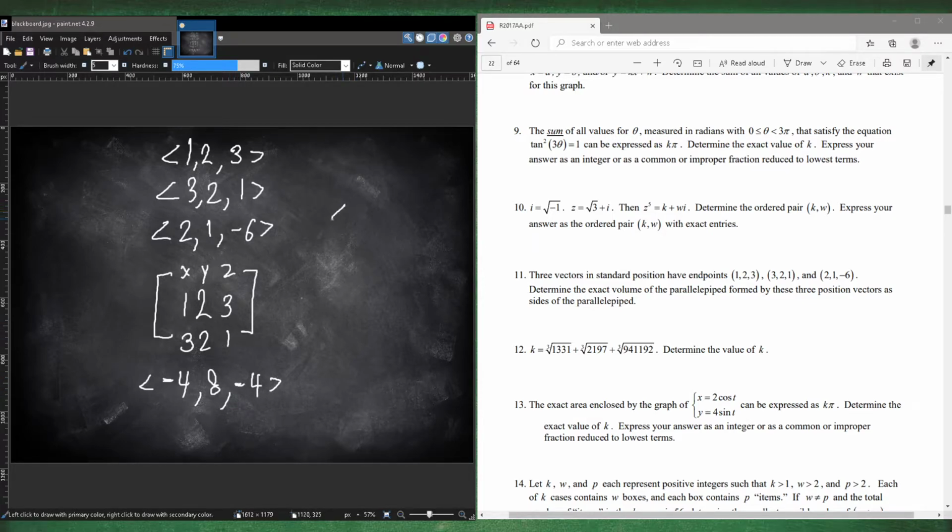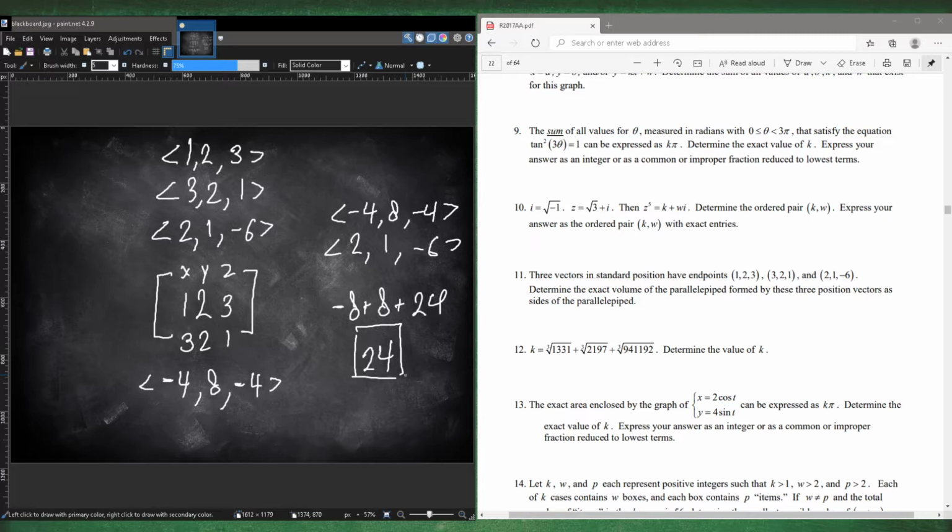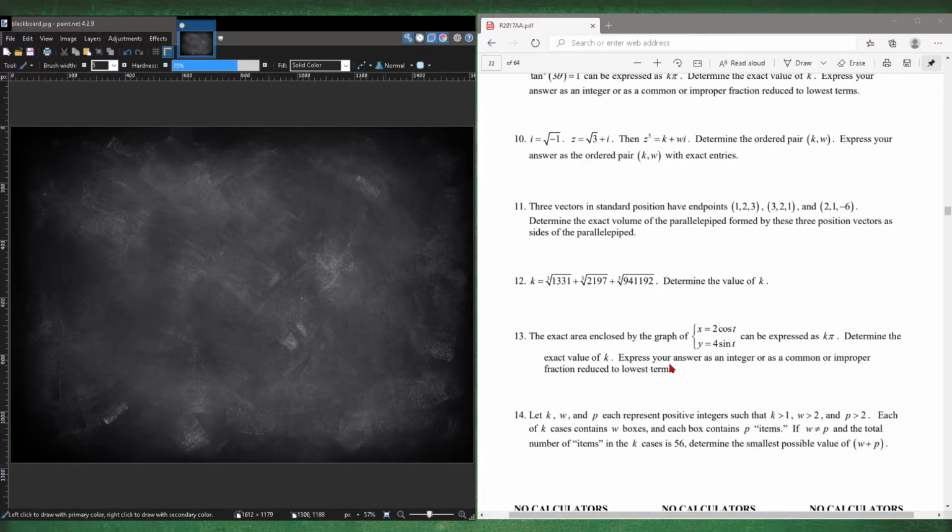And now we just need to do the dot product of (-4, 8, -4) and our final vector, which is (2, 1, -6). For the dot product, you just multiply the respective components together. So 2 times negative 4 is negative 8, 1 times 8 is 8, negative 4 times negative 6 is 24. Add them all together, and that's your volume. So your answer is 24. And that's all you have to do. Okay, now number 16.